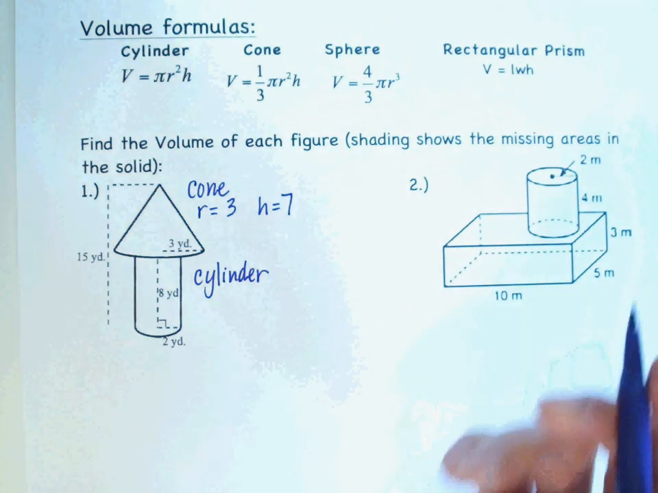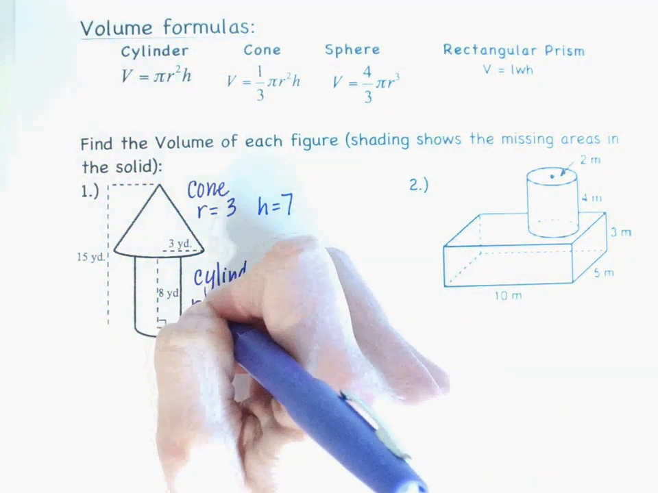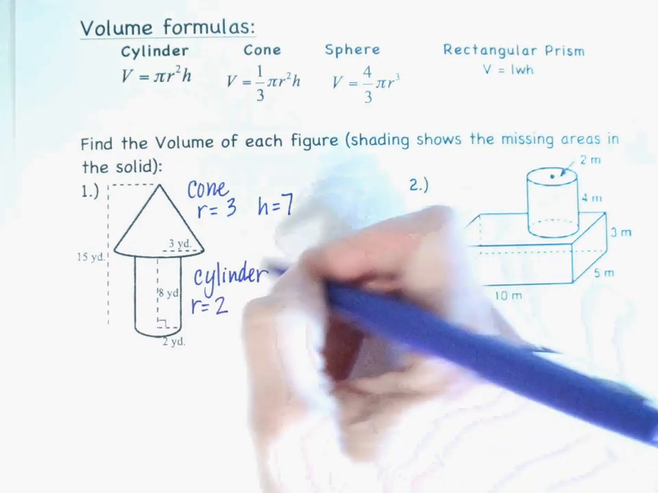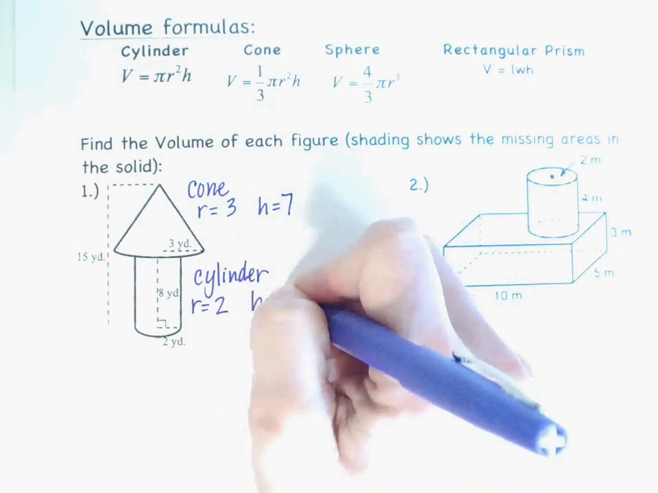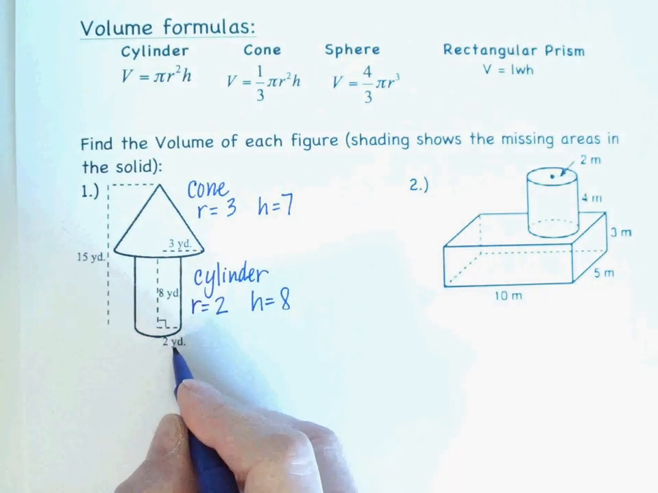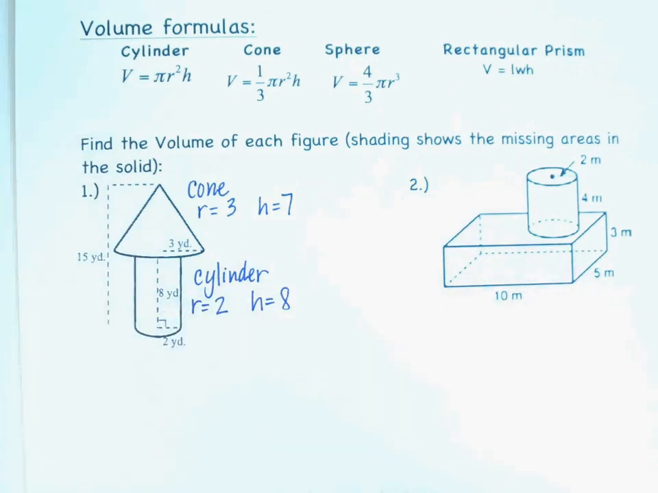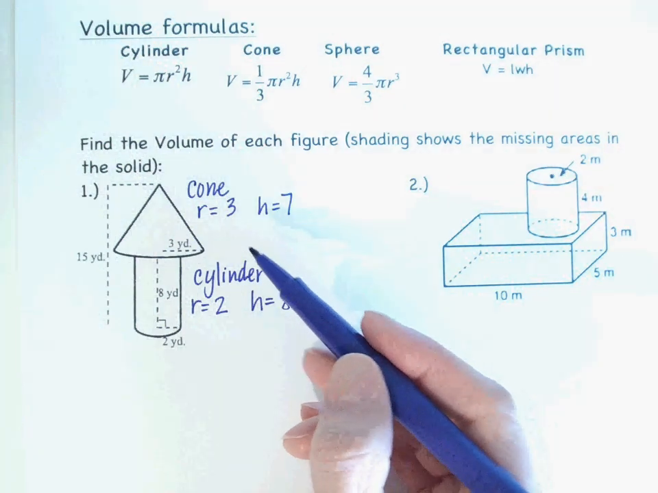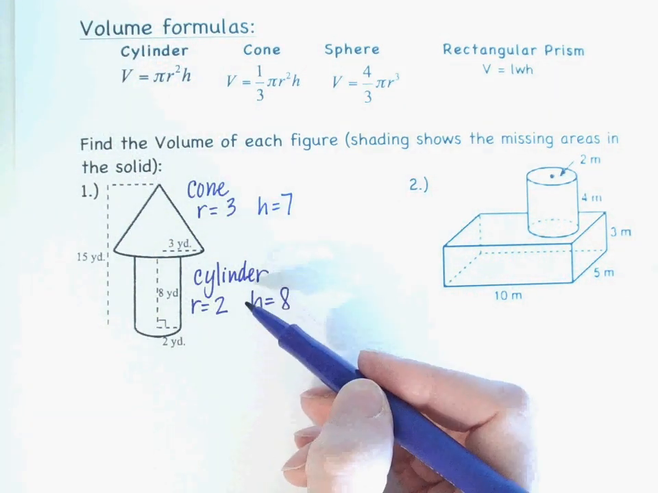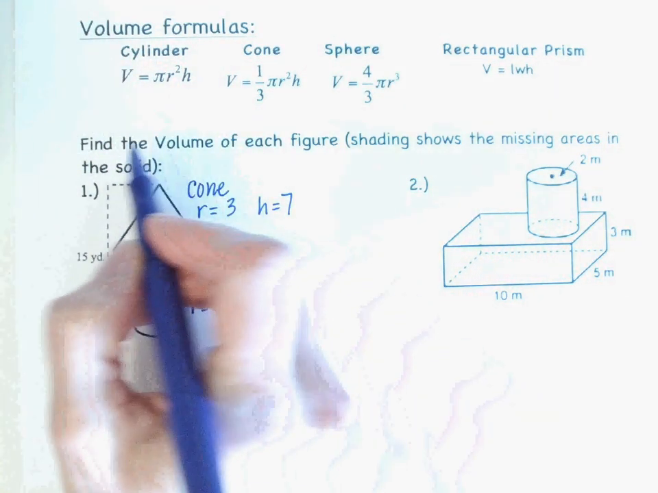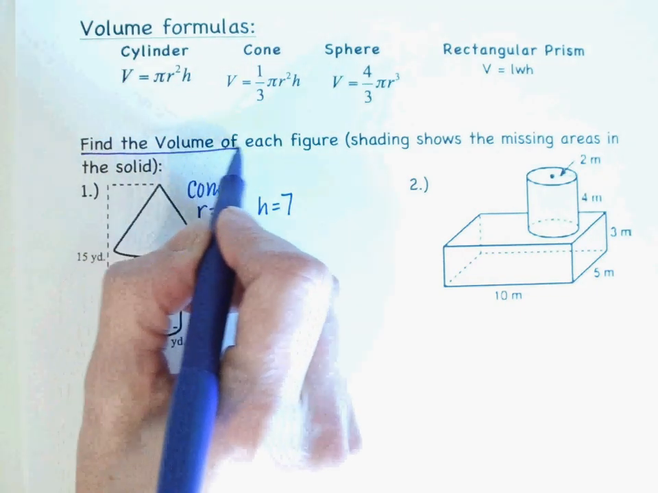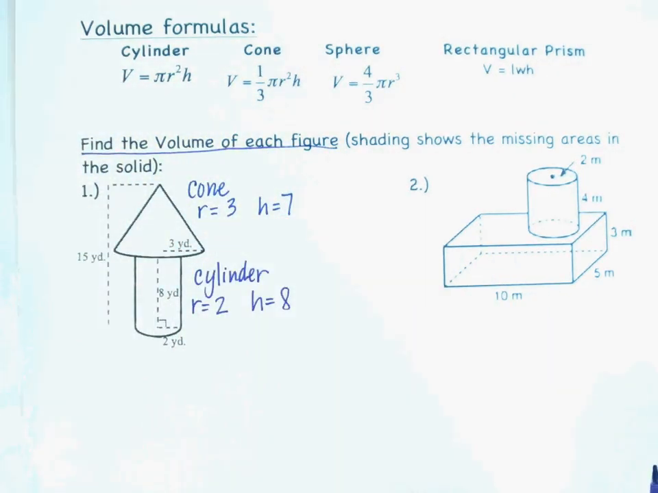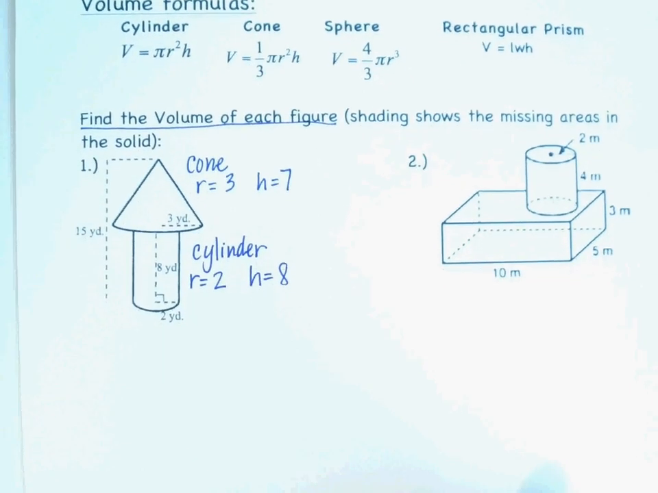Now let's come down to the cylinder. The radius of the cylinder is 2 yards. And the height of the cylinder is 8 yards. Okay, so it is again listed right here, right next to the figure. Our next step is to find the volume of each of these two figures, and then it says find the volume of each. That's going to be the total. We'll do the total last.